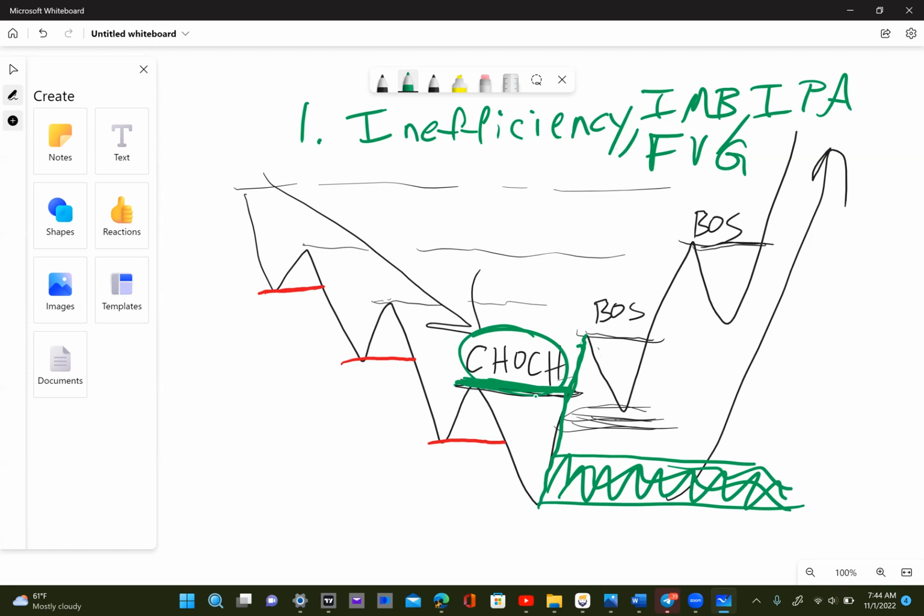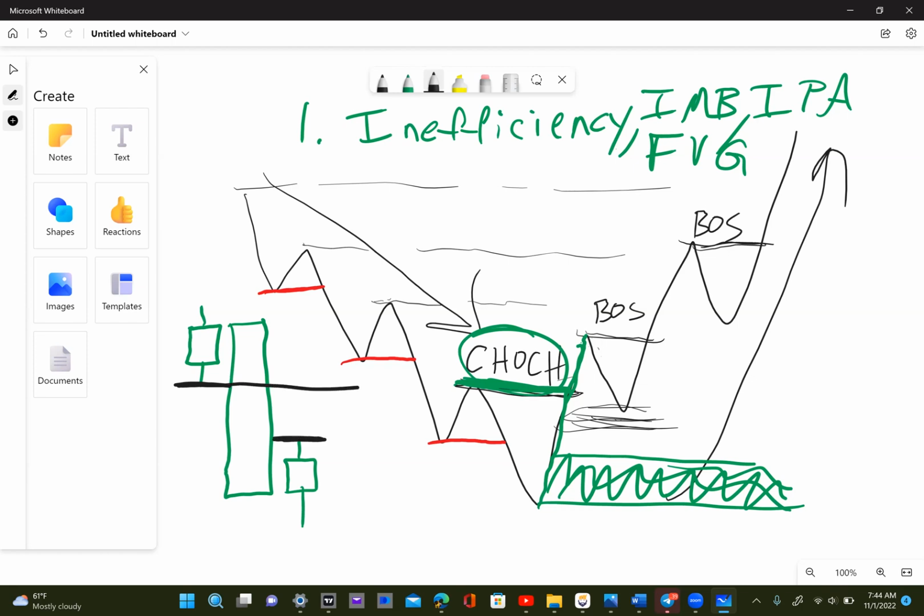And what inefficiency looks like is, so you have this. Then you got the long candle. Then you got this. The inefficiency is when you have this gap in between this candle here, the first candle, and this third candle, this area of emptiness right here with no wicks, that is your inefficiency. I'm gonna just put IPA for inefficient price action. So price is going to come back and fill it in.